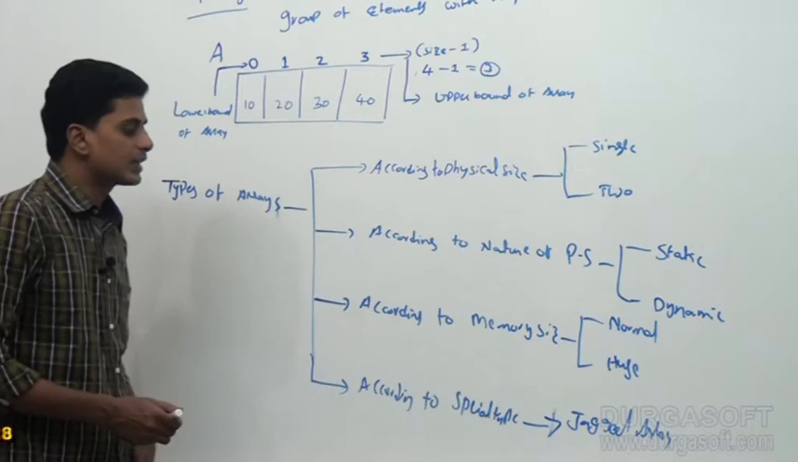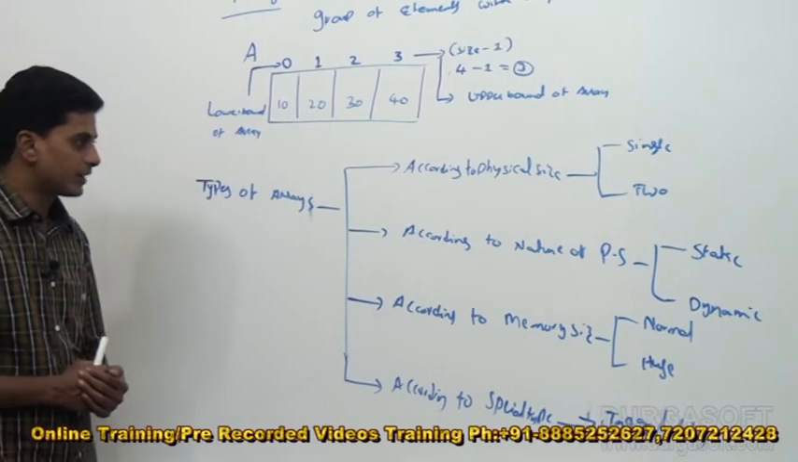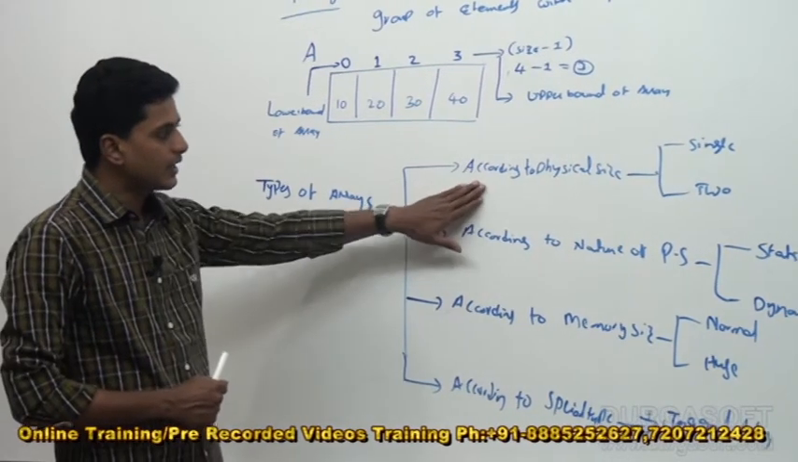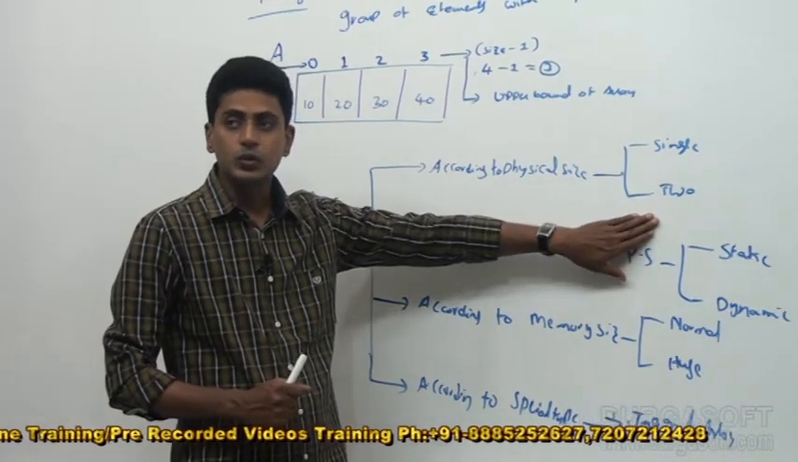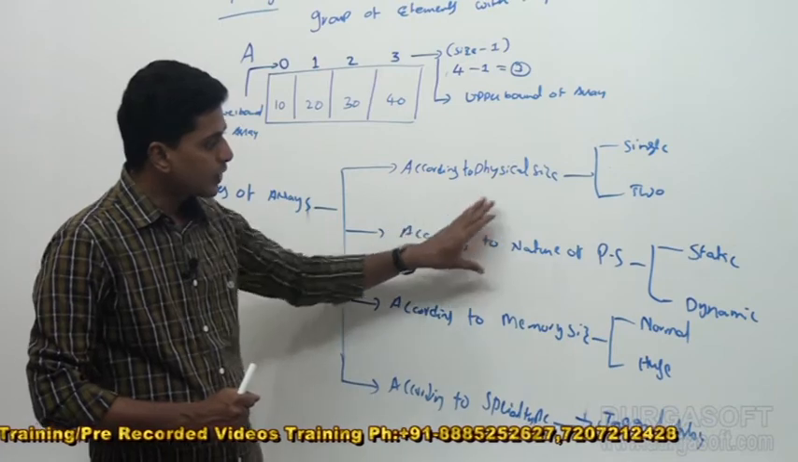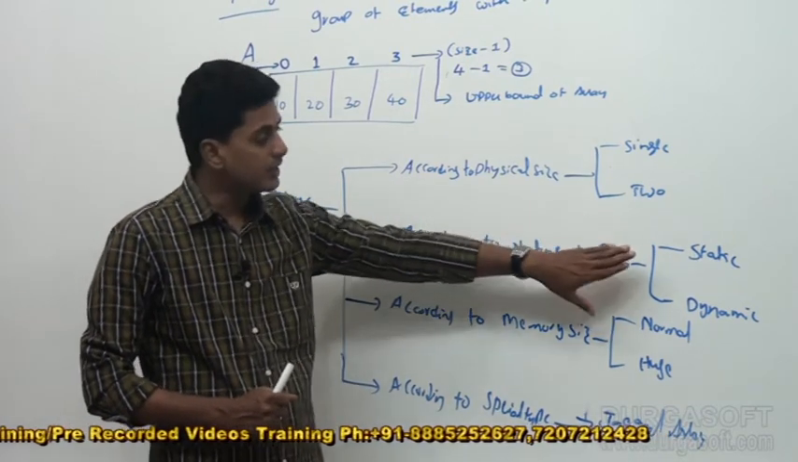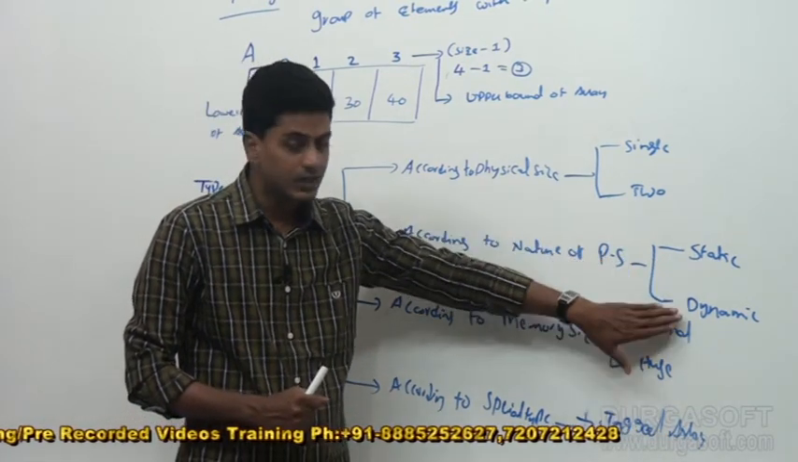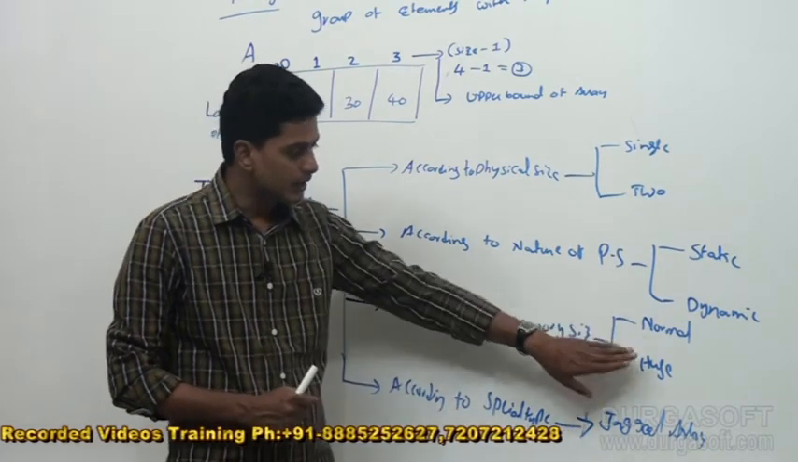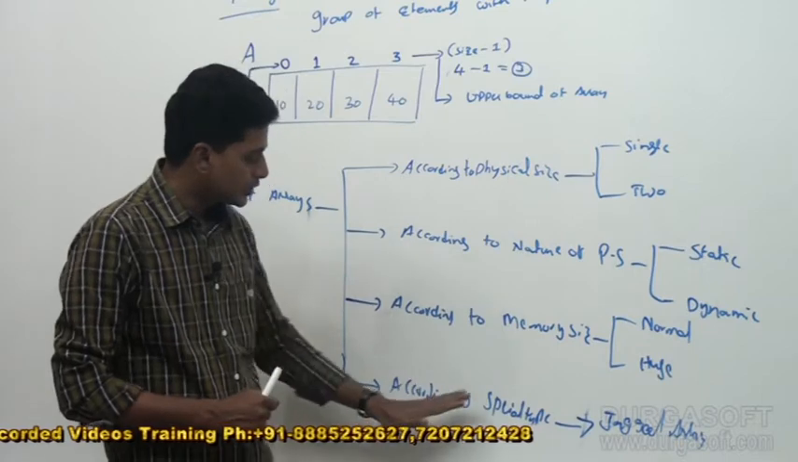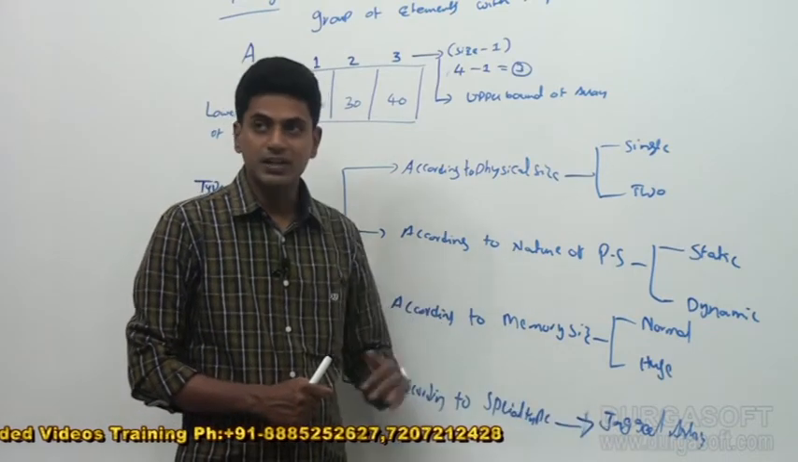Okay, these are the different types of arrays. According to physical size, arrays can be of two types: single dimensional array and two dimensional array. According to nature of physical size, static array and dynamic array. According to memory size, normal array and huge array. According to special type, we can call it a jagged array.